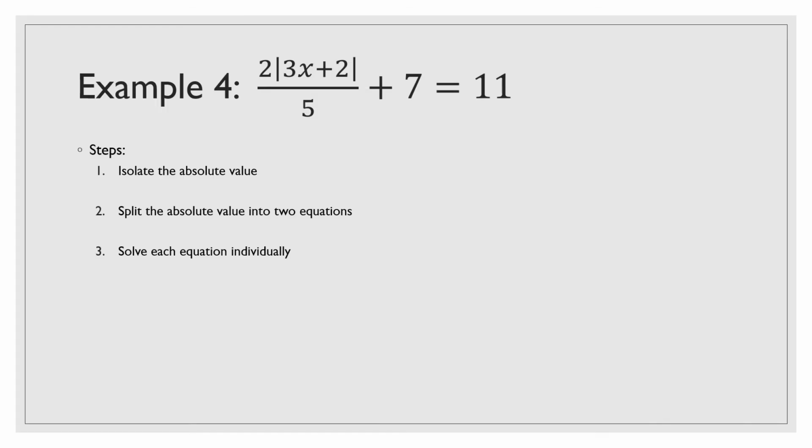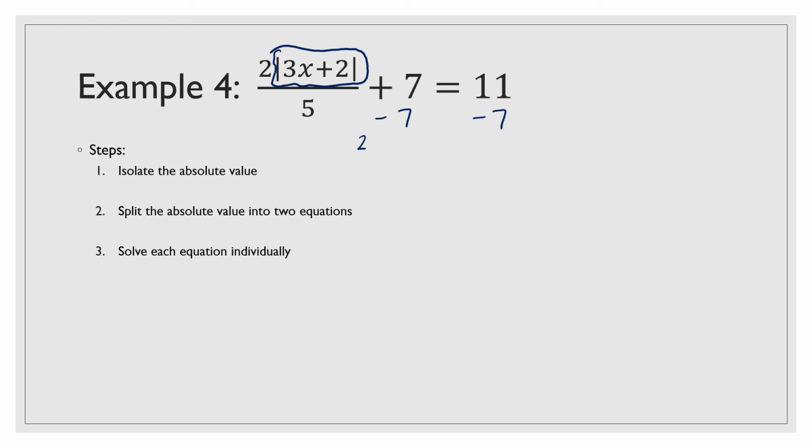On to our last example. Again, we have something a little bit more complex, but again, we're just going to take it one step at a time. If you ever need to, you can just locate your absolute value and figure out, how do I get rid of everything else? To start, let's subtract this 7 away from both sides to get rid of that plus 7.